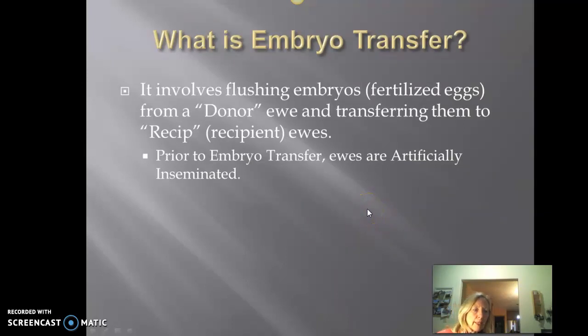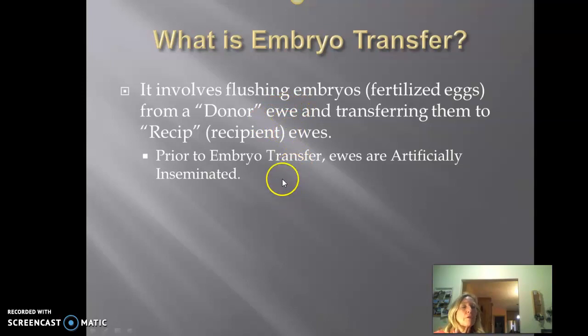So then the next thing I wanted to talk to you about has to do with artificial insemination, but it's called embryo transfer. Embryo transfer is where we take a fertile embryo and we flush it out of what's called the donor mom. The donor is the good one. The donor has the best genetics. It's the best ewe in your flock, and you want to multiply her.